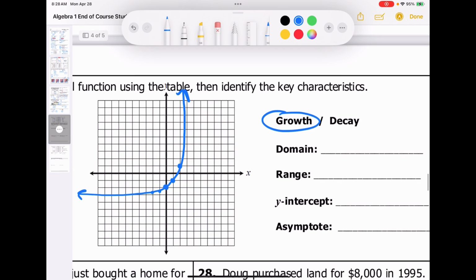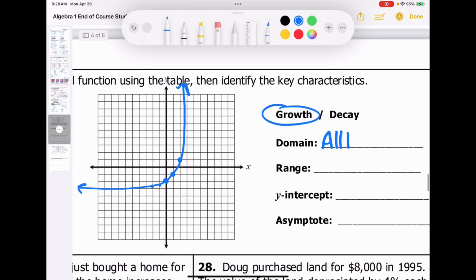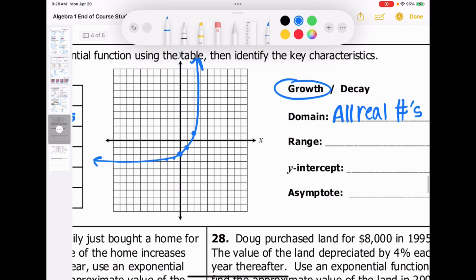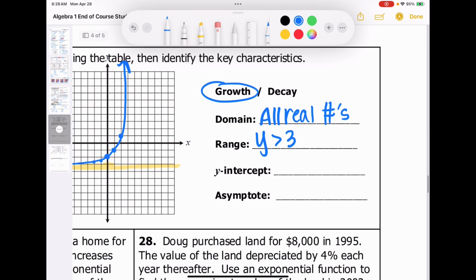All right, so now for domain, remember we always just say all real numbers. For range, we have to look at where the graph is turning. So that would be right at this y value, and it never goes below that y value, so that means y is greater than negative 3, or you can write it negative 3 to positive infinity. And for your domain, you can also do negative infinity to positive infinity.